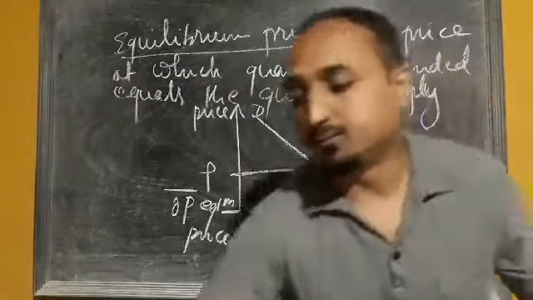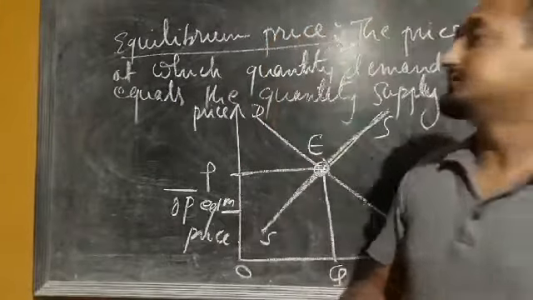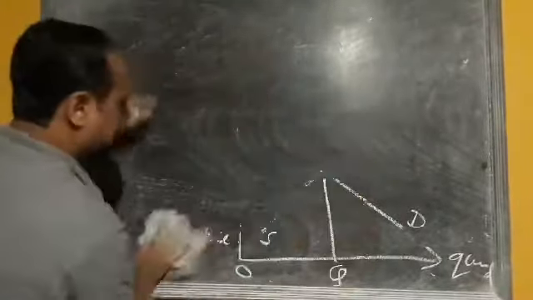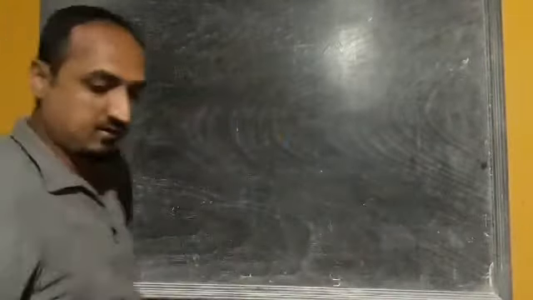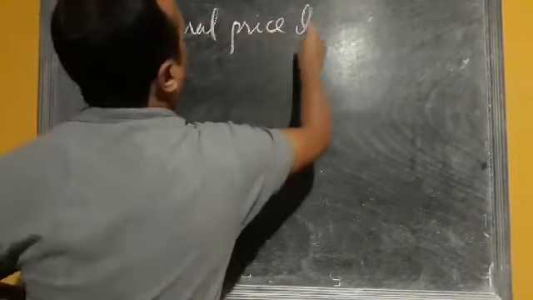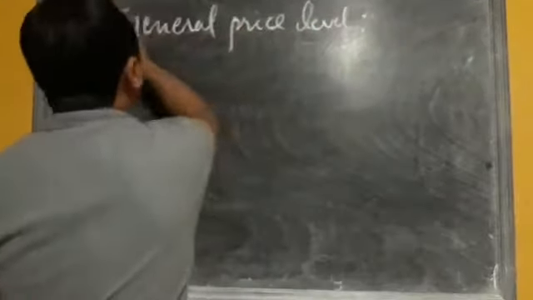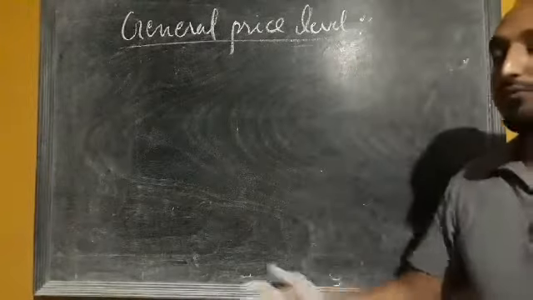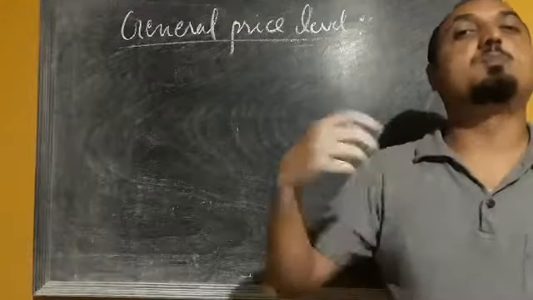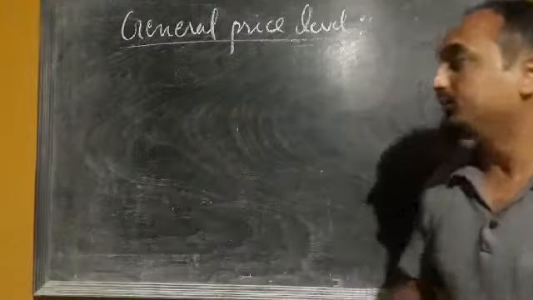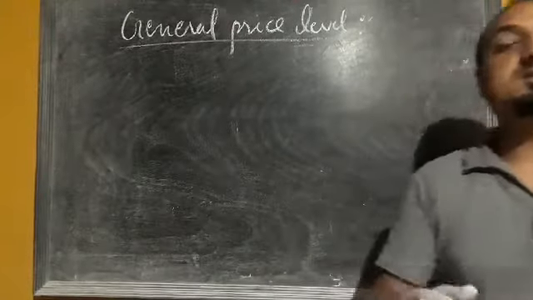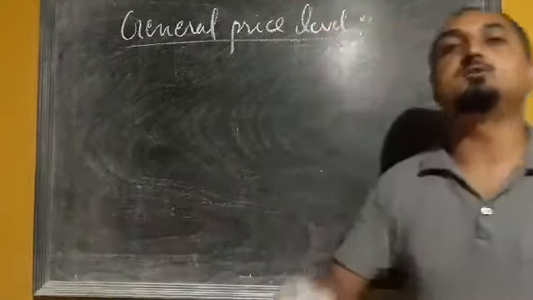Now the next concept we have to understand is the general price level. So what do you mean by the term general price level? We have done the concept of price also. What is price? Price refers to the amount of money that we pay for getting any commodity. Now next we have the general price level. General price level means the average price of all the goods and services produced in an economy.